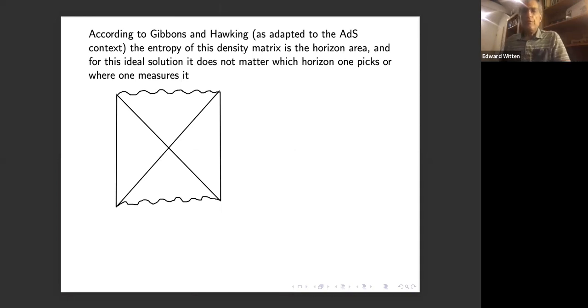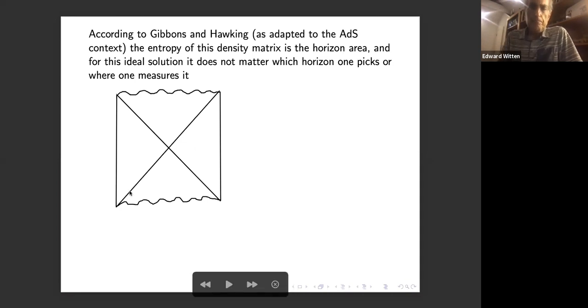Now, according to Gibbons and Hawking, as adapted to anti-de Sitter space, the entropy of this density matrix is the horizon area. And for this ideal solution, it does not matter which horizon one picks or where one measures it. So you could make a cut of this horizon anywhere, and its area is a constant. And you'd have precisely the same area if you made a cut in the far past. It would be there the white hole horizon. You could likewise make a cut of the other horizon. Either horizon has precisely the same area no matter where you cut it.